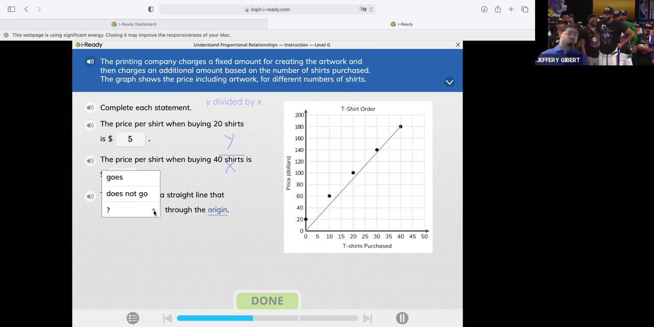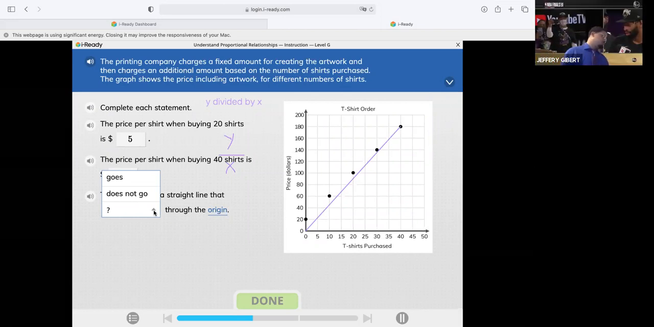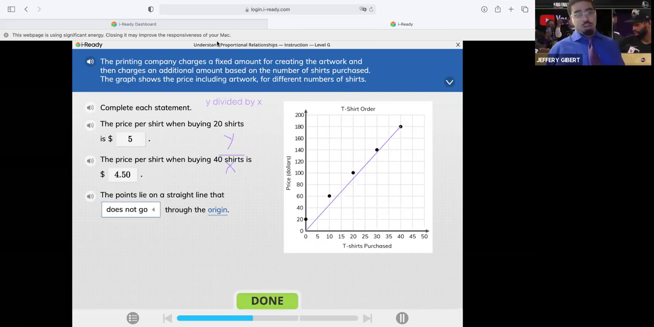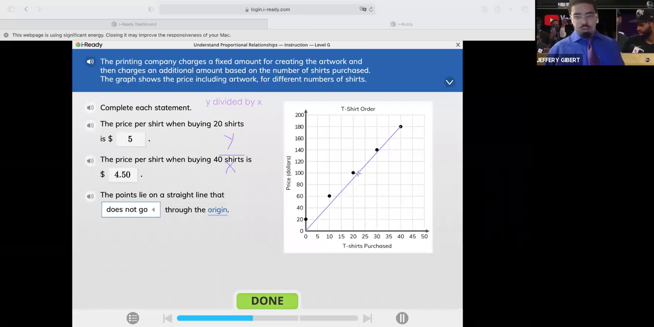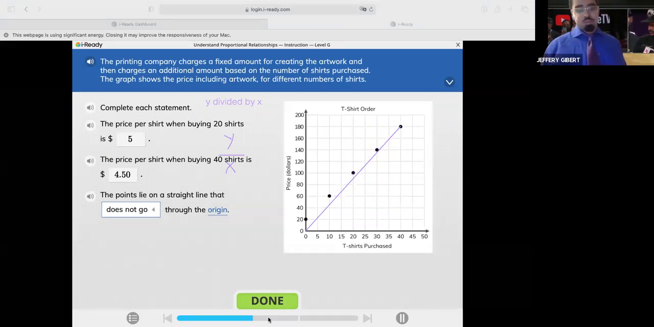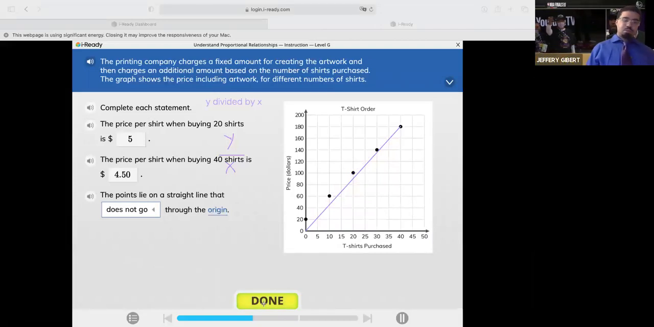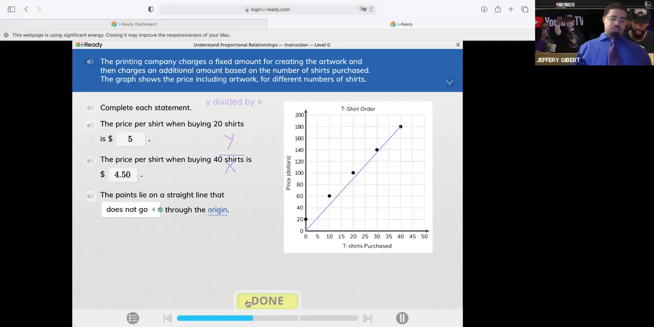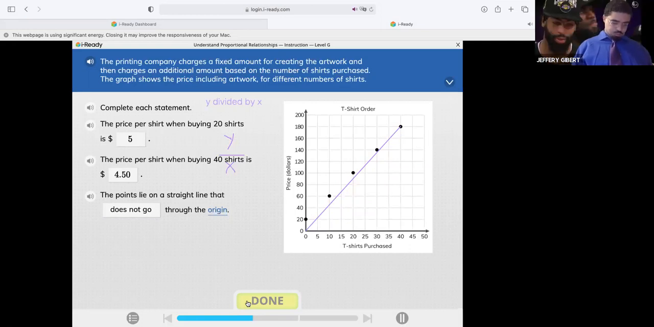Queen Africa, it's still your turn. Yeah, so it does not go through the origin. So it is a straight line. So I'll show you all. They are on a straight line, but they're just not on a straight line that goes through the origin. Even though the graph is a straight line, it does not go through the origin. The unit rate is not the same, so the price per shirt is not a proportional relationship.